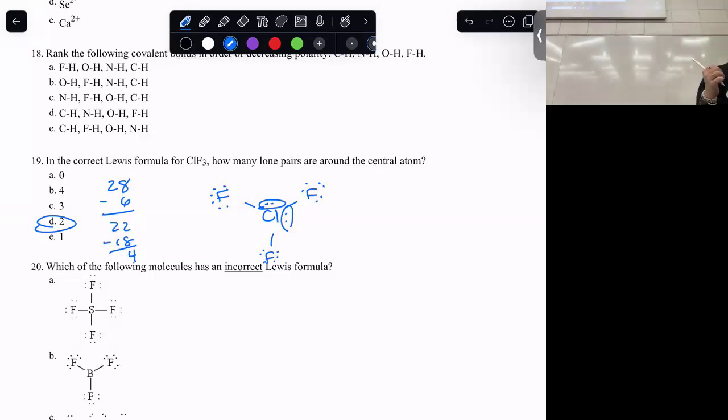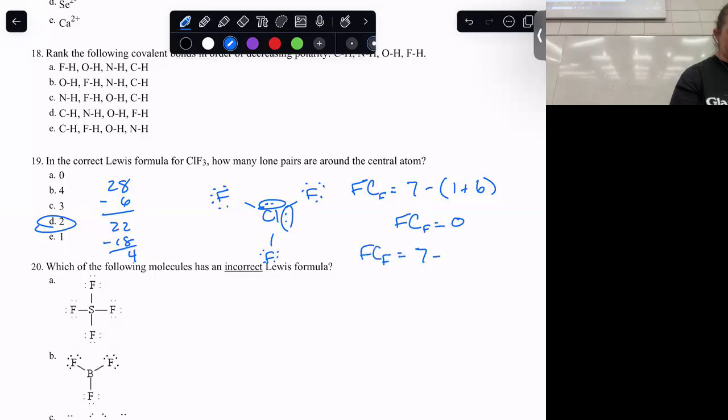The formal charge would be messed up there. So if we calculate the formal charge of fluorine with a single bond, what are the valence electrons of fluorine? 7. How many lines does it have? How many dots does it have? 6. So what's the formal charge of fluorine? 0, right? So it's happy at 0. If we were to throw a double bond on there, then the formal charge of fluorine would be 7 minus 2 plus 6, which is -1. It's not terrible to be -1, but it prefers to be 0.